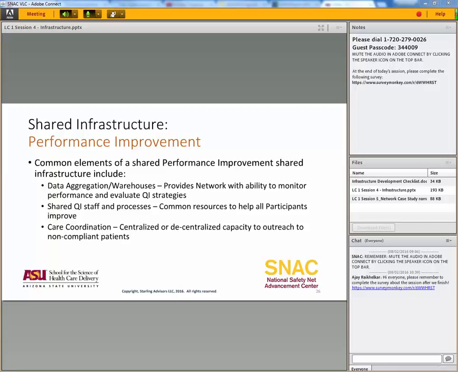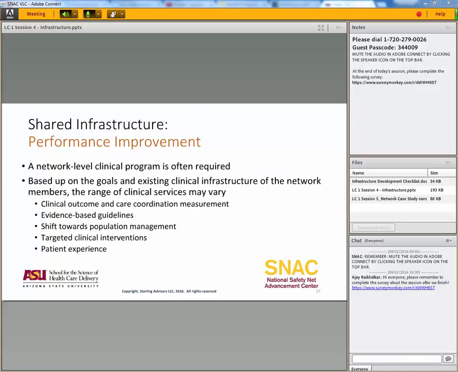Real quick, because we kind of talked about this quite a bit, common infrastructure elements for performance improvement include data aggregation or data warehouses and shared staff to essentially use that data information. May or may not include shared care coordination capability. A lot of times organizations prefer to decentralize that, make that a function that occurs at the organization level and not the network level, but the network still needs some capacity or capability to help support that locally.